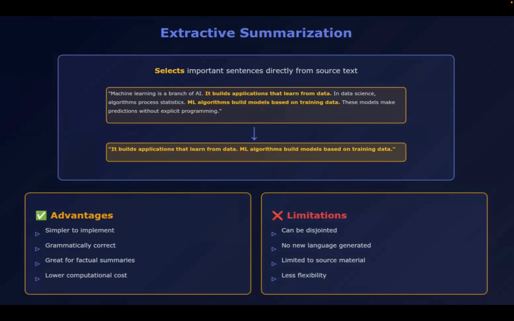Obviously it is very simple to implement, because you are just extracting the sentences out. It is grammatically correct because you are not interfering with the grammar of the sentence. It is great for factual summaries, because you are getting facts from the paragraph itself, so there is no manipulation around it. But it is just an extraction, not semantically classified or semantically summarized, and no new language is generated. It is limited to the material, and it is very less flexible.